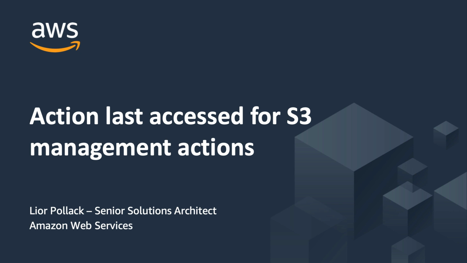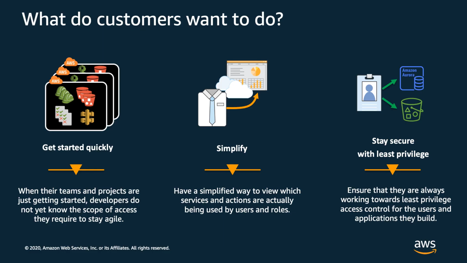In this video, we will show you how you can tighten S3 permissions for your IAM users and roles using Access History for S3 Actions. Customers often tell us that when their teams and projects are just getting started, developers do not yet know the scope of access they require. For that reason, administrators may grant broad access to inspire innovation and agility.